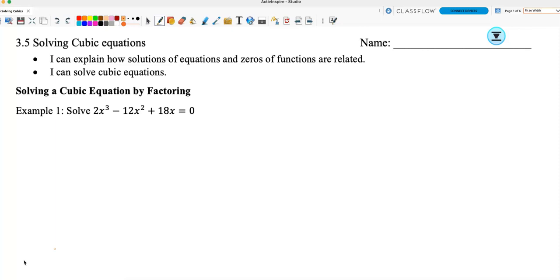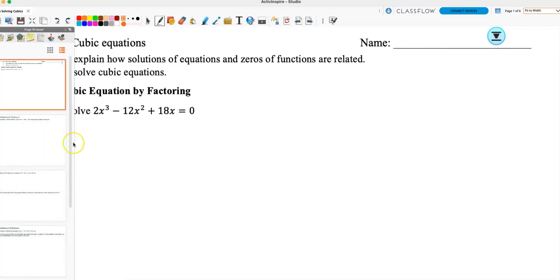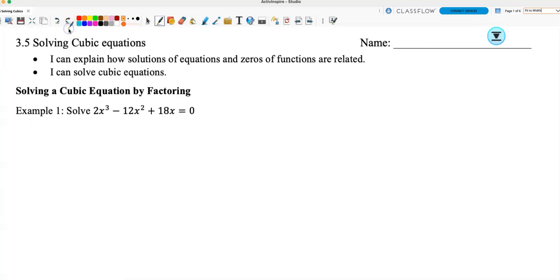Welcome to a video on solving cubic equations. So we've got two goals today. Number one, we're going to explain how solutions of an equation and the zeros of a function are related. And so remember, zeros are your x-intercepts. And then ultimately, we're going to solve cubics.